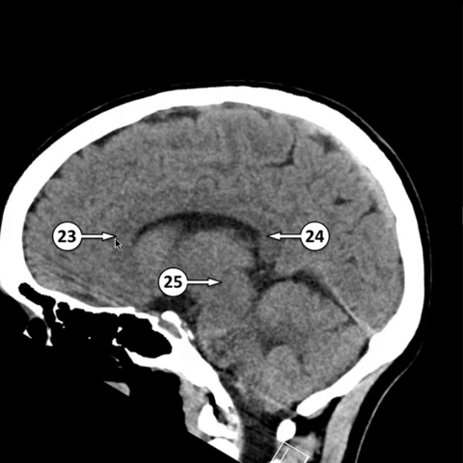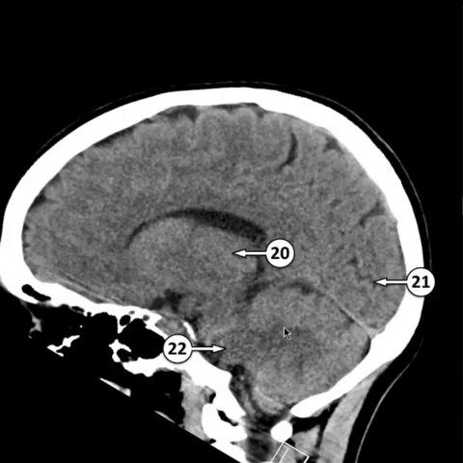23, this is the genu, also known as the head of the corpus callosum. And 24 is the splenium, or the tail of the corpus callosum. 25 is the cerebral peduncle, also known as the cerebral crus. 20 is, of course, the thalamus. 21 is the occipital lobe. And 22 is the middle cerebellar peduncle.